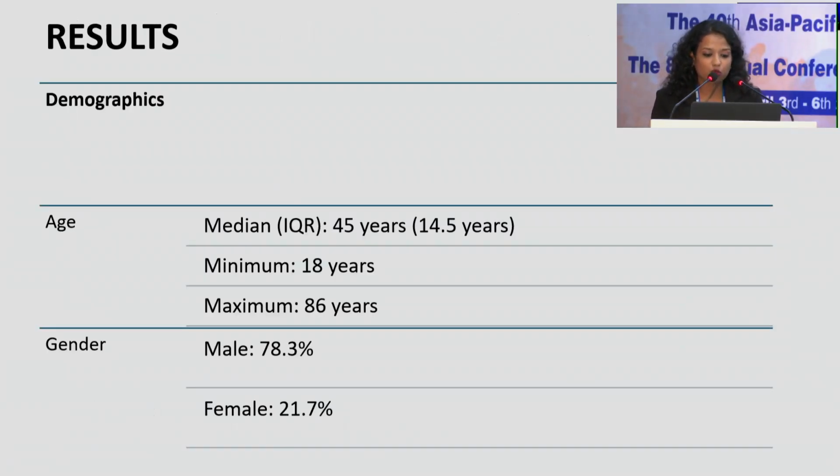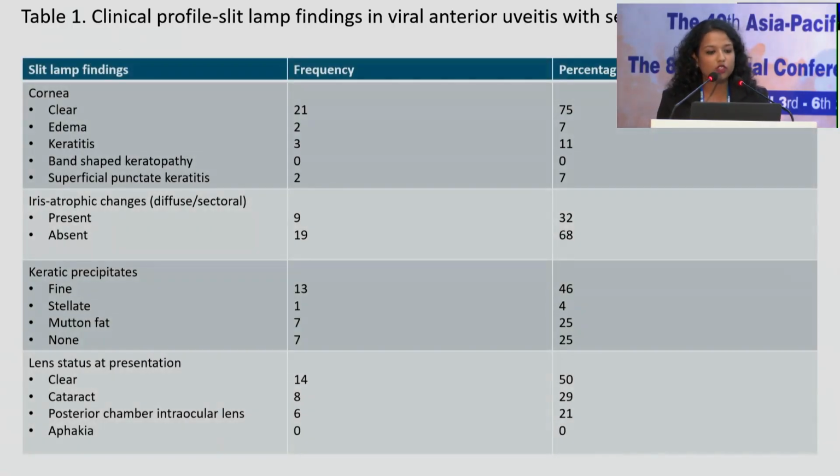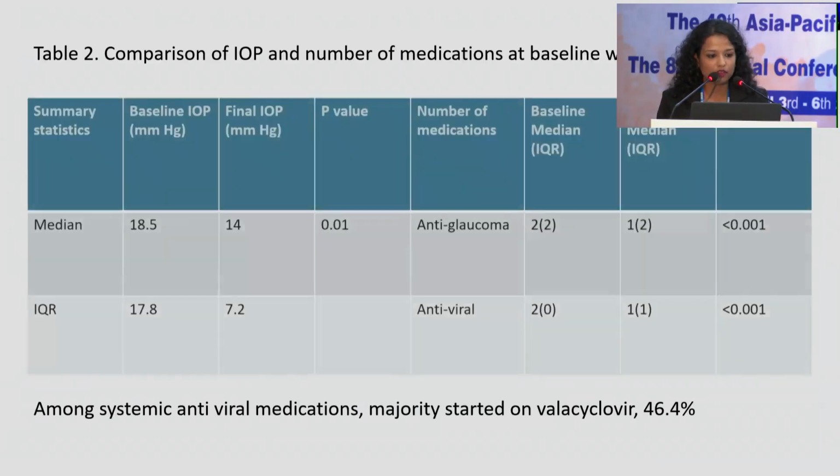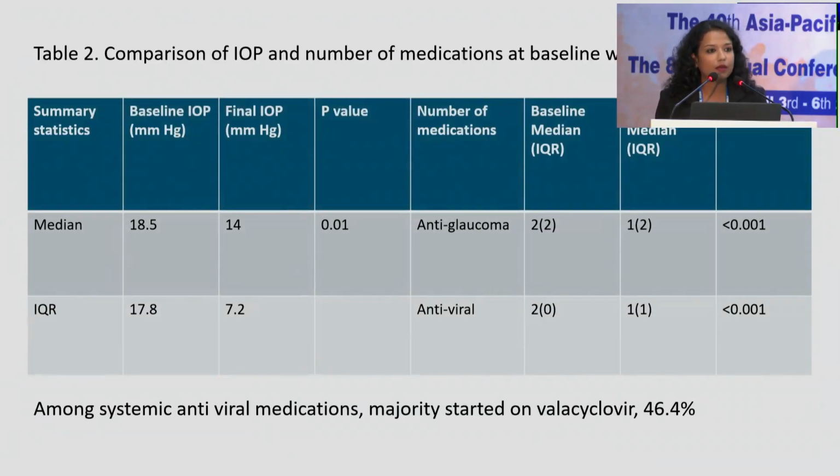The median age was 45 years, and there was a male preponderance. Majority of our patients had a clear cornea. Iris atrophic changes were present in 32% of patients. Majority of them had fine KPs, and most of them had a clear lens at presentation. When we compared the IOP and number of medications at baseline with the final visit, the reduction in IOP was statistically significant, as was the reduction in the number of medications after treatment.